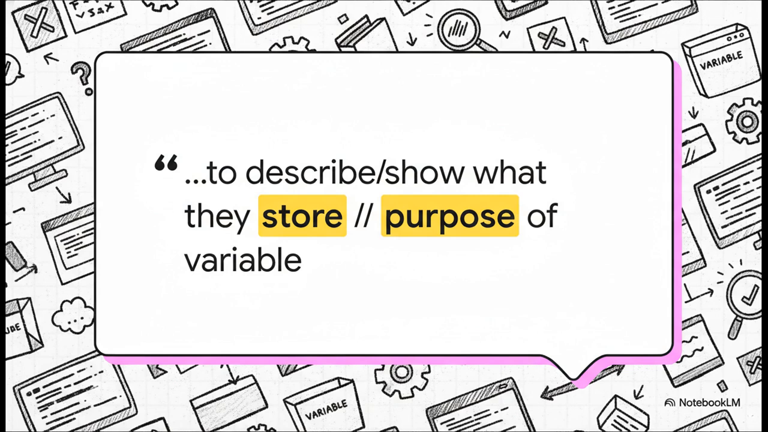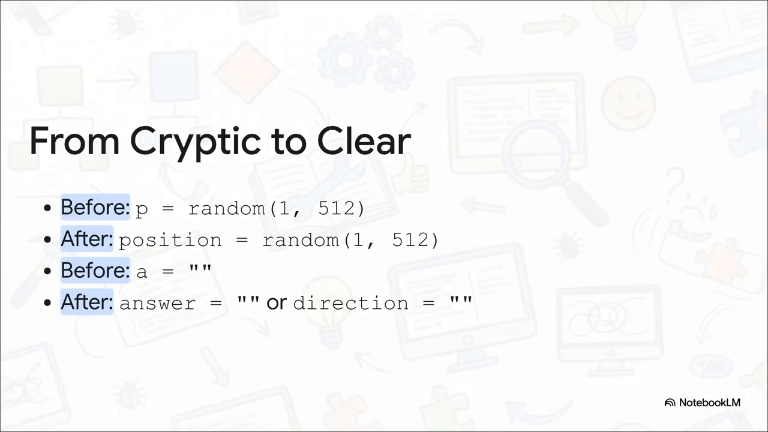To get that second mark for this point, you have to explain why. You use meaningful names, and I'm quoting here, to describe what they store, or to show the purpose of the variable. It's that simple. And this just shows you the difference so perfectly. Instead of p, we use position. Boom. The code immediately makes more sense. Instead of a, we use answer, or maybe direction. It's such a small change, but it takes the code from confusing to crystal clear.